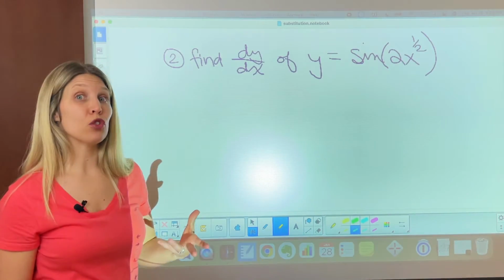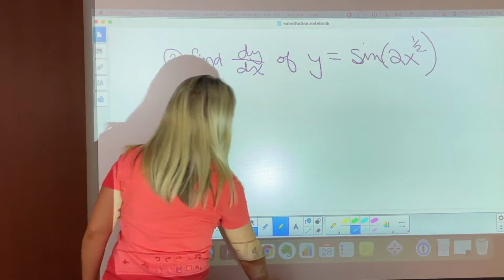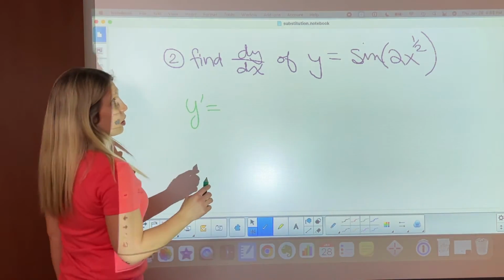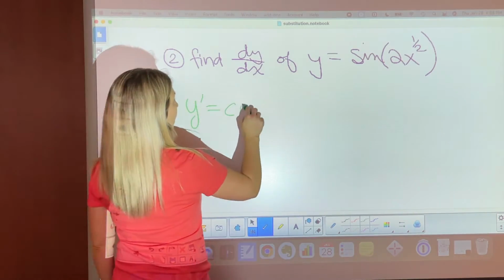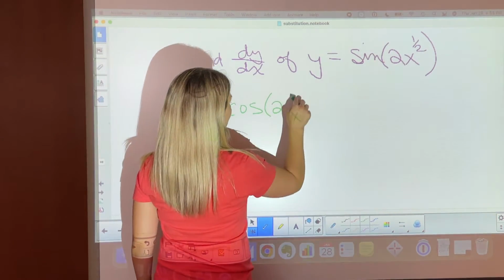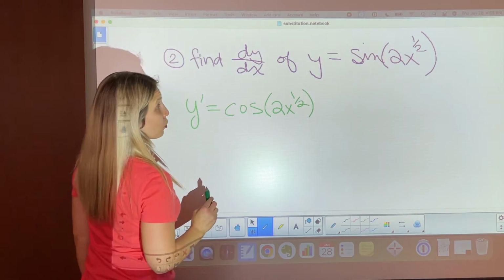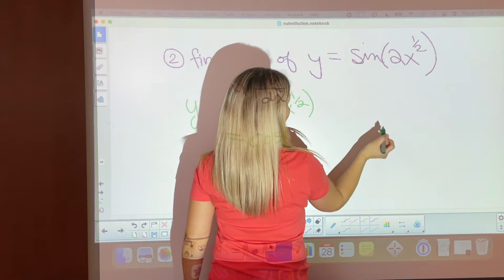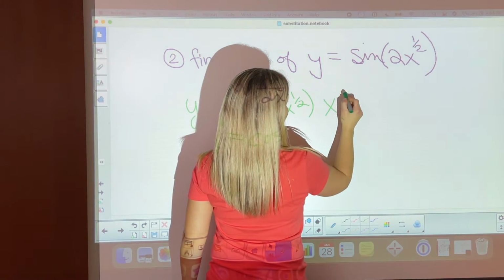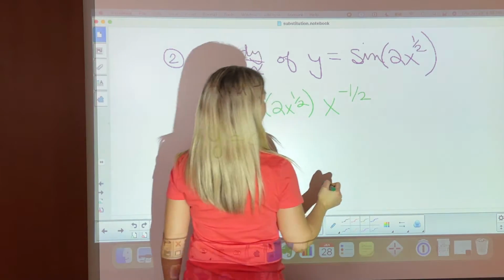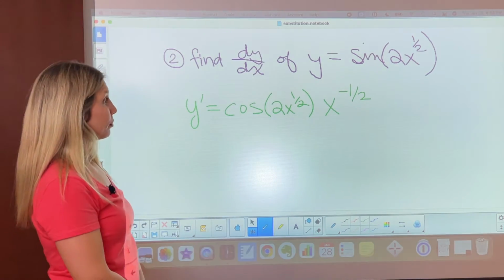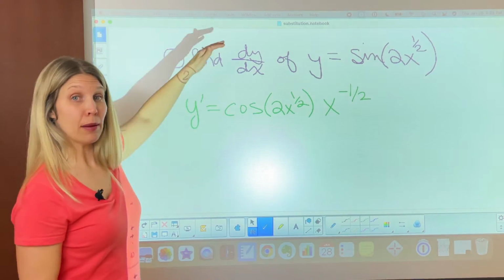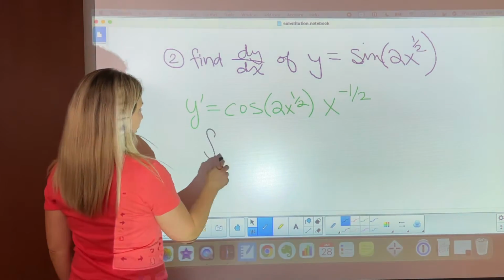Let's do one more using trig so you can see how this works. y prime equals the derivative of sine, good, cosine, leave your inside piece, times the derivative of your inside piece. So the 1/2 comes down front, the 2 and the 1/2 cancel. You have x to the -1/2 power. Okay, now if this is our answer, this is what we would be integrating to get back to the original. So let's integrate.